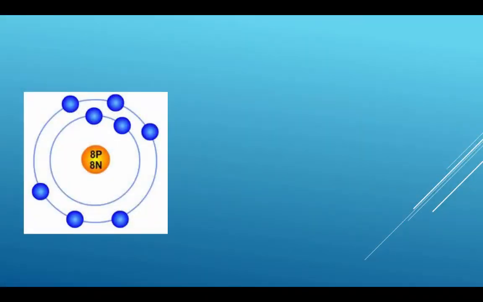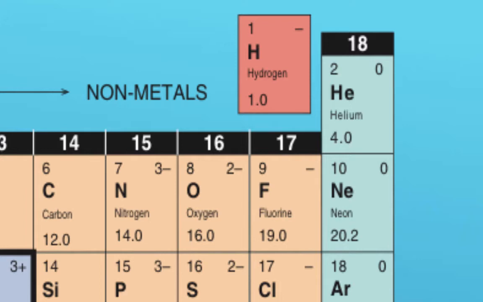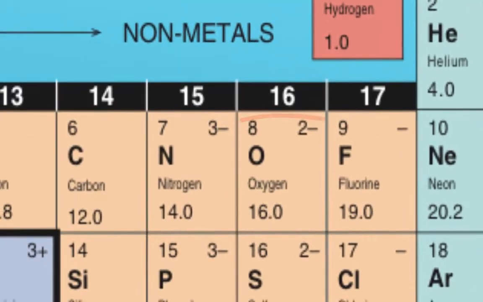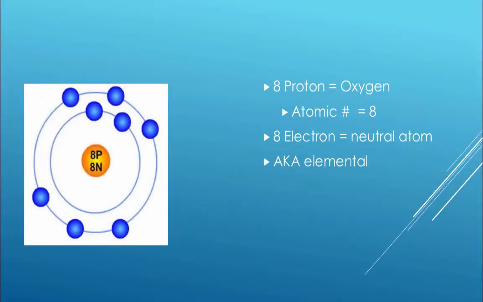Let's look at this atom for an example. It has 8 protons, 8 neutrons, and 8 electrons. 8 protons gives the atom an atomic number of 8, which makes it oxygen. This is an oxygen atom. It has 8 electrons, which means it's neutral or elemental. It has 8 neutrons, which when combined with the 8 protons means the mass number of this oxygen is 16.